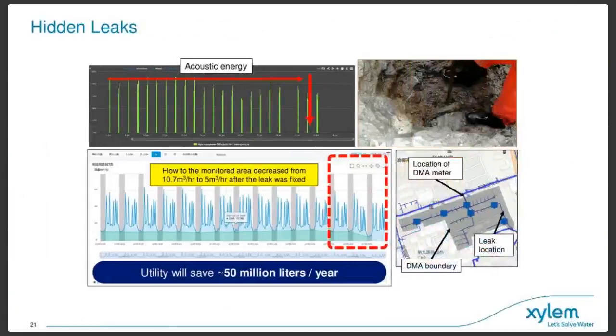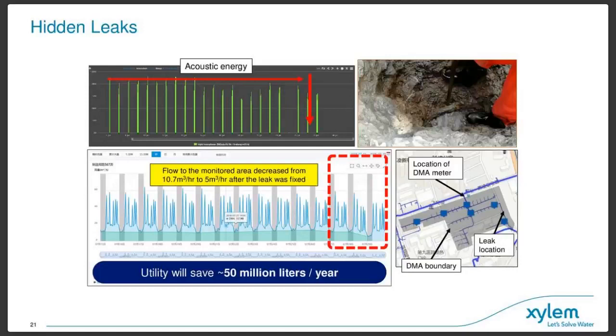But it's not just about detecting leaks that are growing over time. It may be that when sensors are installed and their lights are turned on in a DMA or within the distribution network, there's already high acoustic energy, and it may be from some leakage that is there in the background and maybe running off and not surfacing.